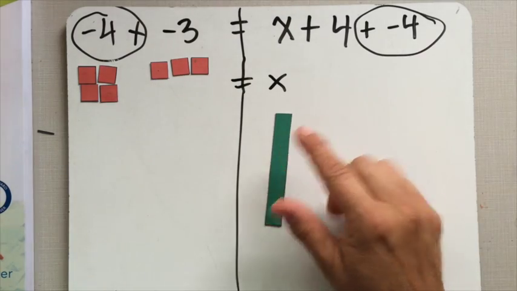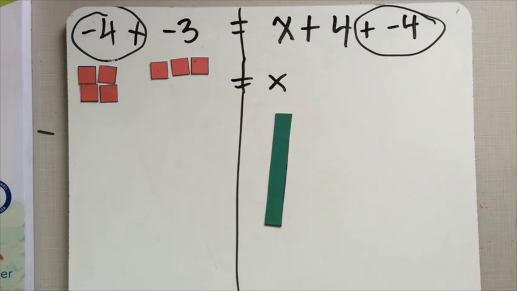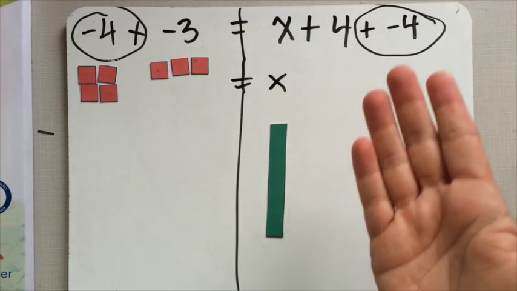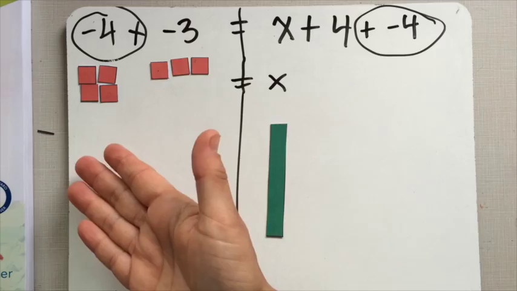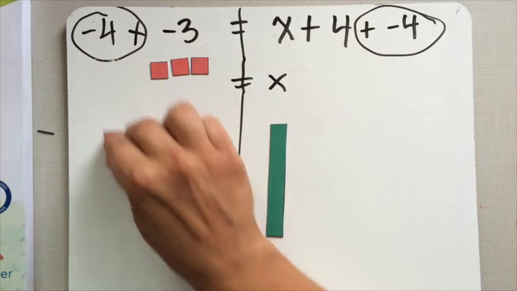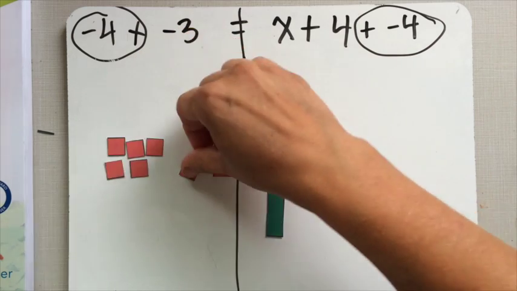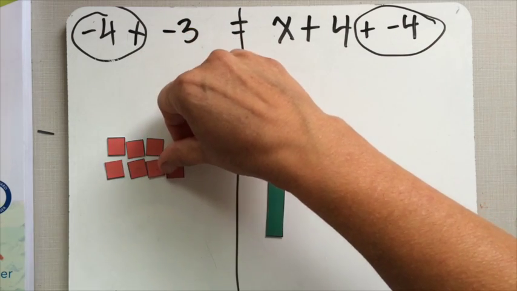Just x on this side and you are done with your solving. What I do need to do, though, is figure out, okay, I got x by itself. What do I have on this side? And for that, I'm just combining like terms. And in this case, it's all ones. And they are all negative.